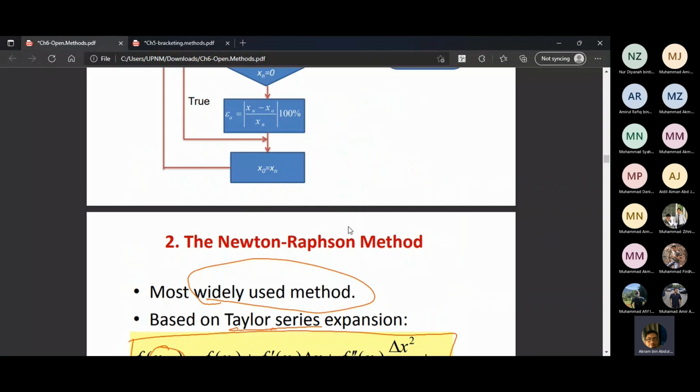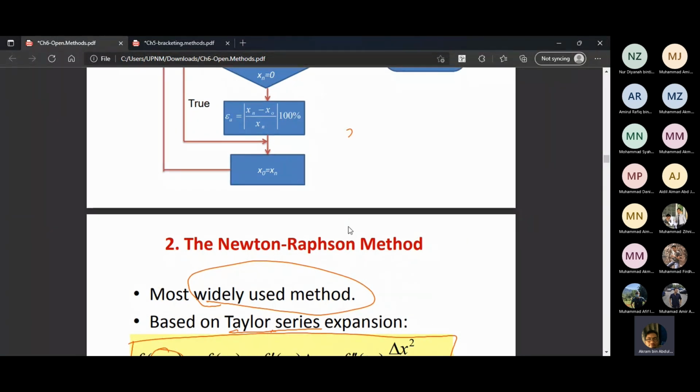Fixed point iteration yang penting tu yang ni lah. X i plus 1 is equal to g of x i. So ini formula yang penting untuk fixed point iteration. But the next point will always be given by the function, the value given by the value of x to the function of g.